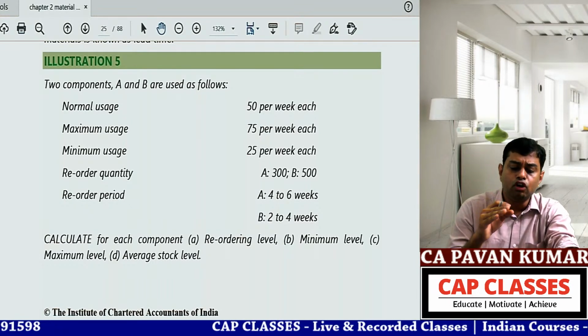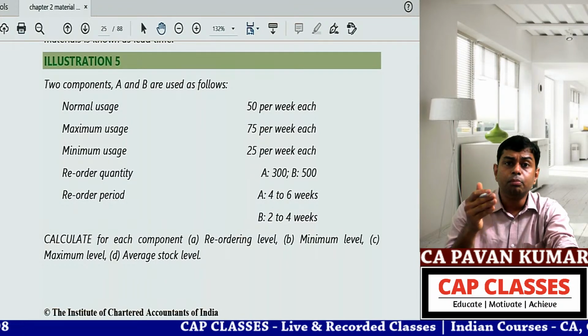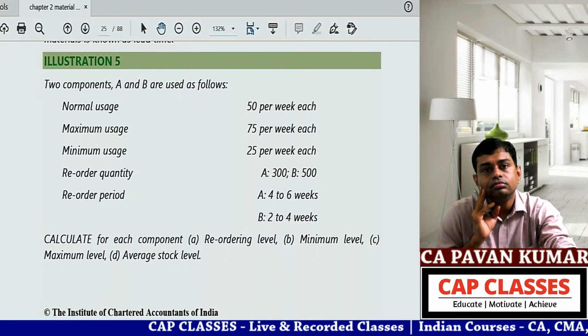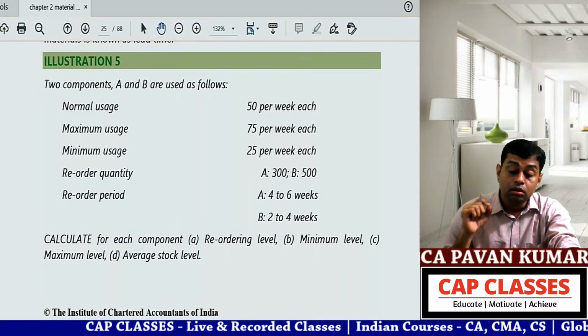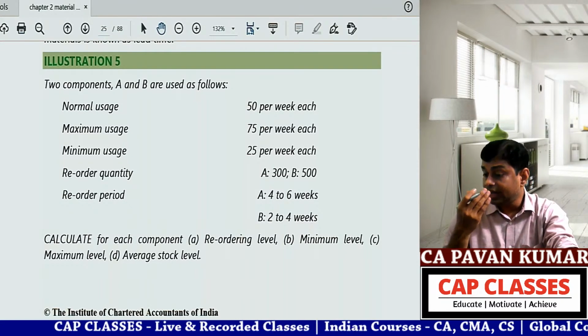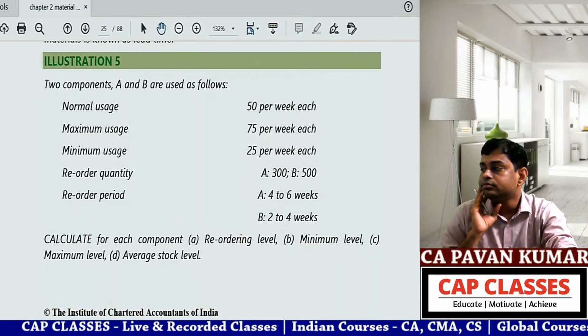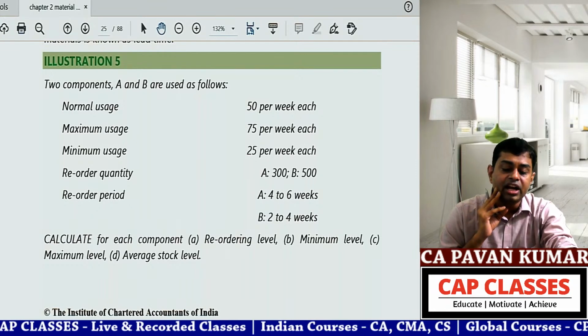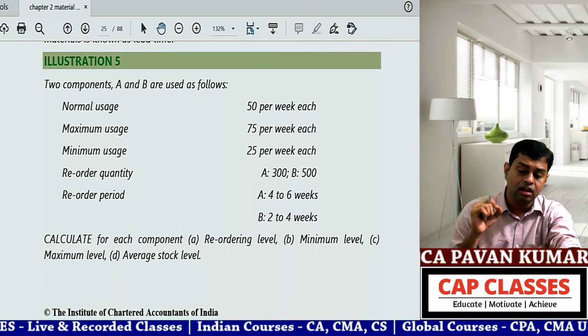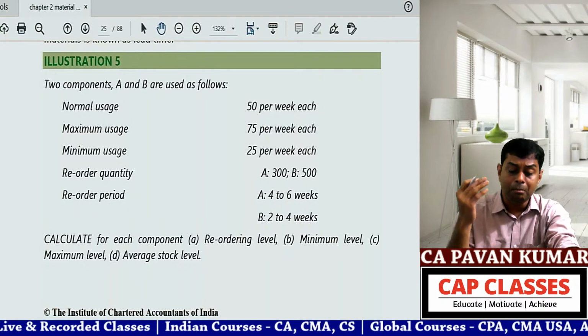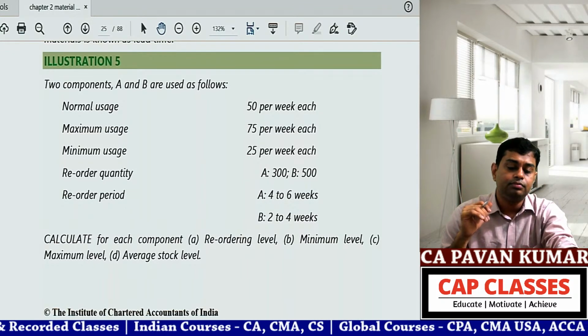Can I say 4 is minimum, 6 is maximum, 4 plus 6 by 2, 5. 5 is the normal reorder period. So 2 plus 4 by 2, 3 is the normal reorder period for B. For A it is 5, for B it is 3. Correct. Calculate for each component reorder level, minimum level, maximum level, average stock level.